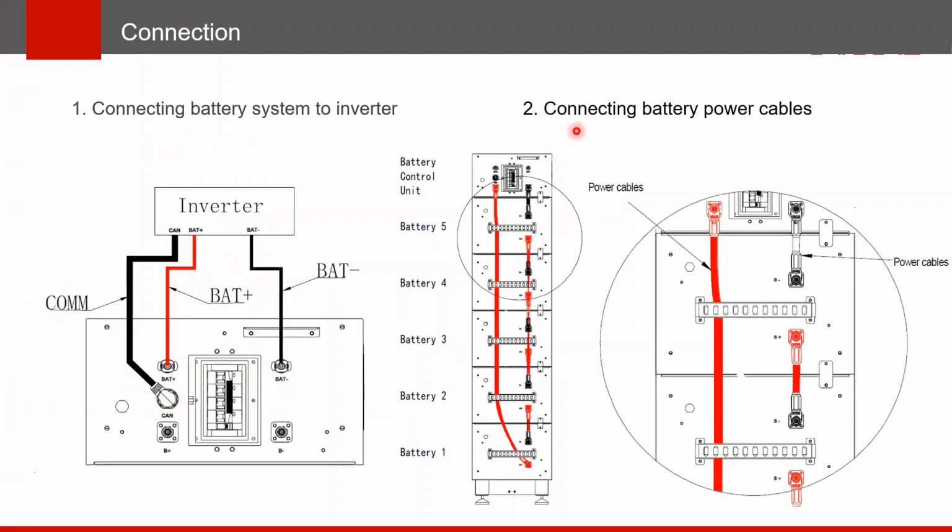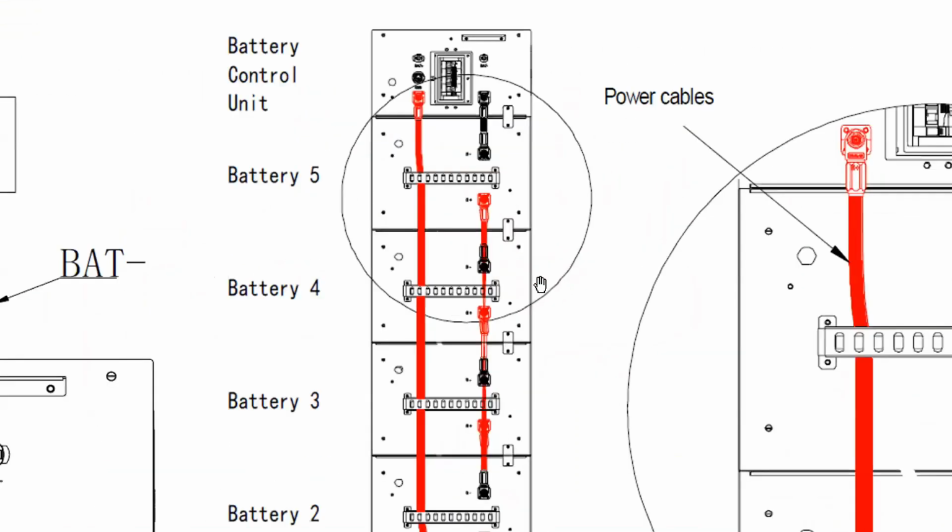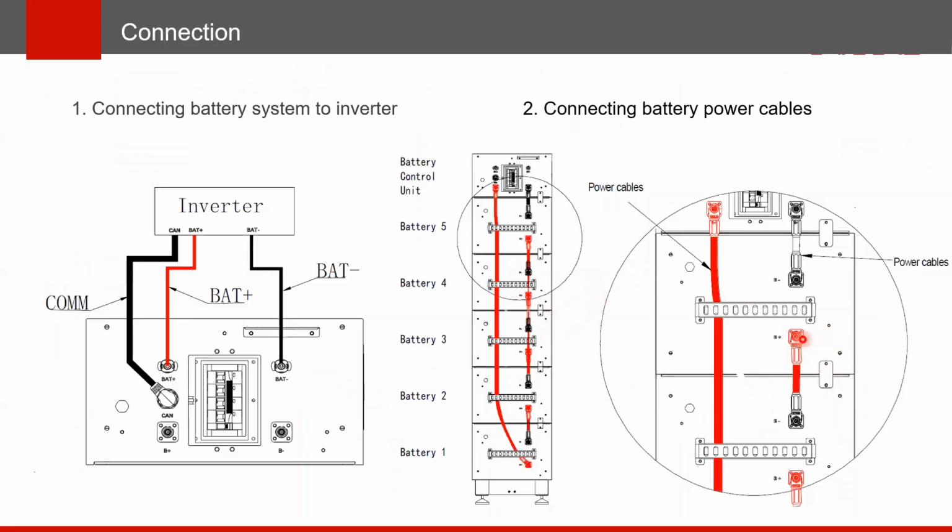Okay, as we mentioned just now, the batteries are connected in series, right? Positive to negative, positive to negative. It's in series. However, many installers may short circuit one module. They may connect the positive of this module to its own negative, which will cause a short circuit and burn the fuse of this battery. We need to pay more attention to these details. Okay, let's go on.